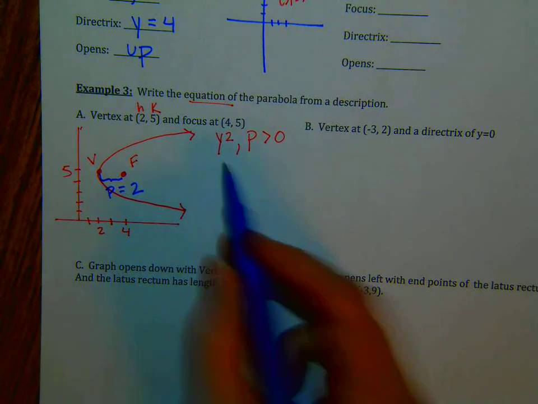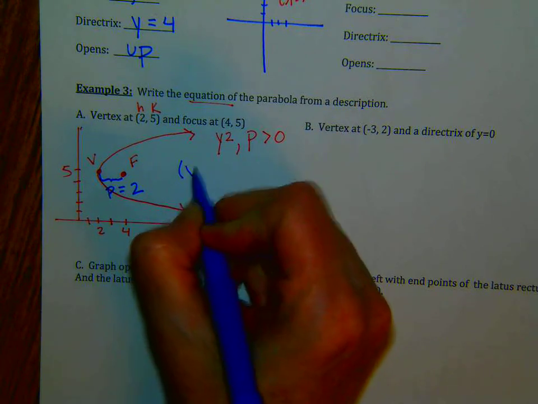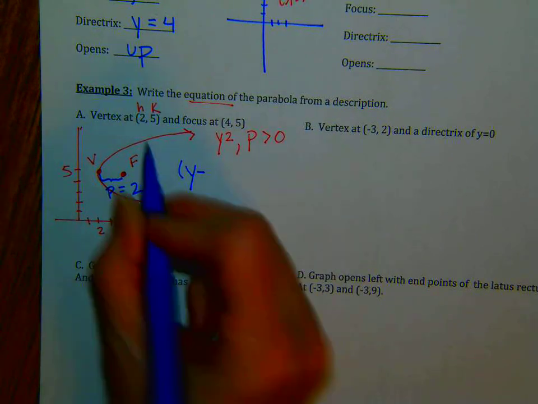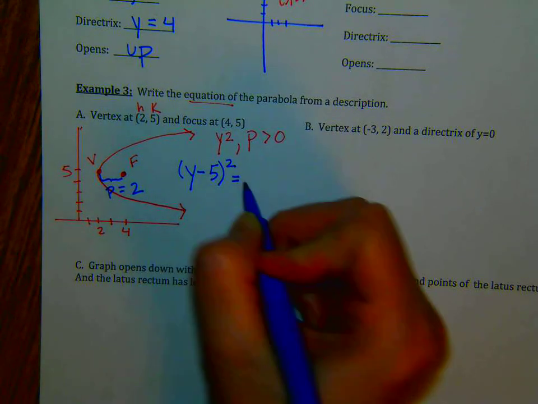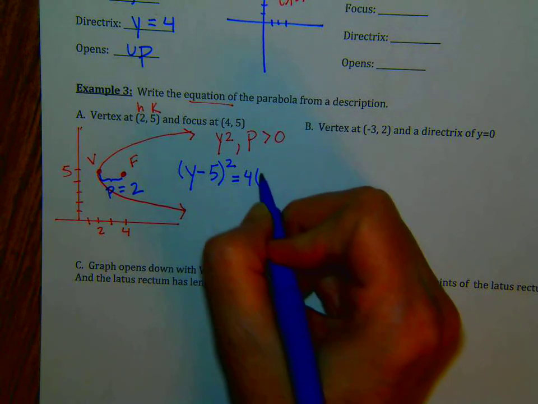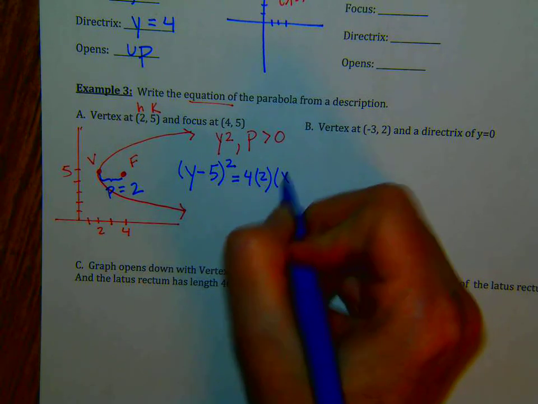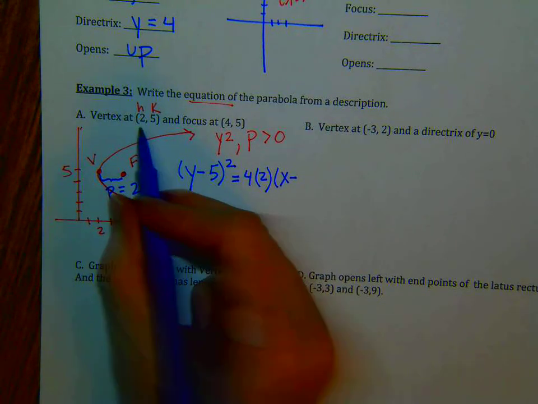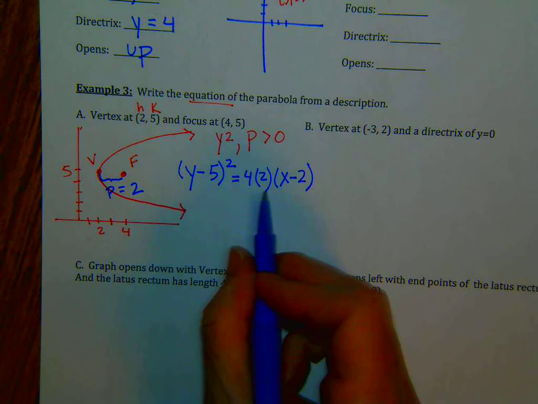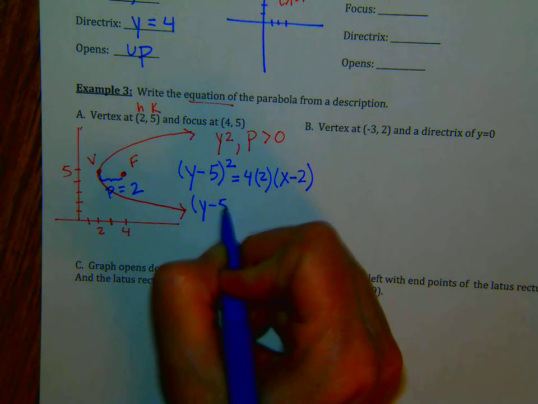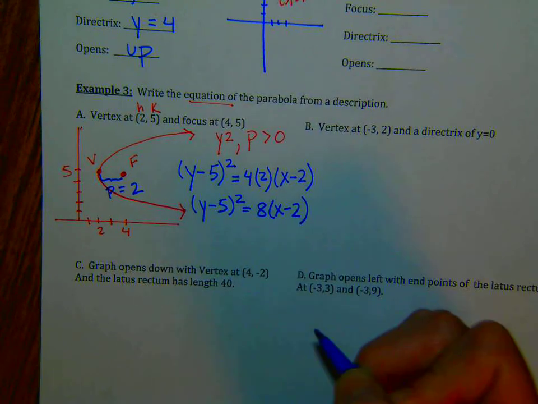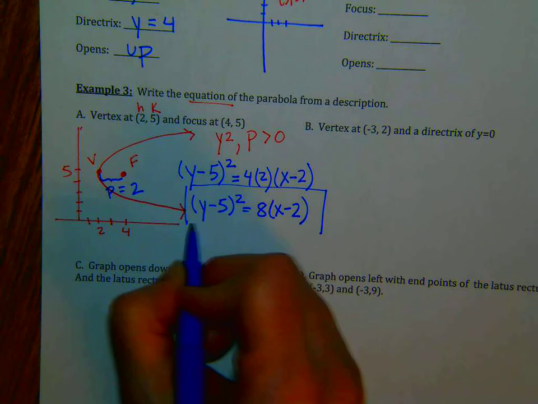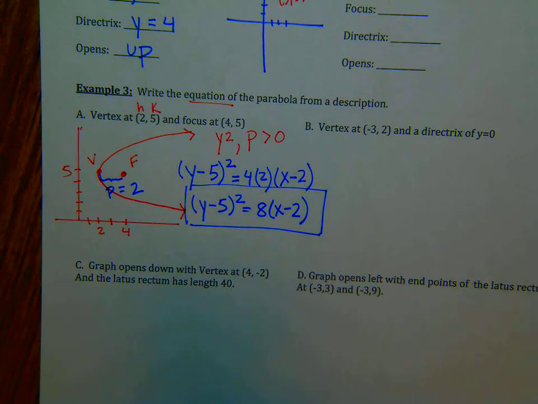We know this is a y squared, so we start with y minus k. Y minus 5 squared equals 4 times p times x minus h, 2. Now we just have to multiply those together. Y minus 5 squared equals 8 times x minus 2. All right, and there you have it, the standard form of a parabola opening to the right. Now let's do C. I want you to do B by yourself and then bring it into class.